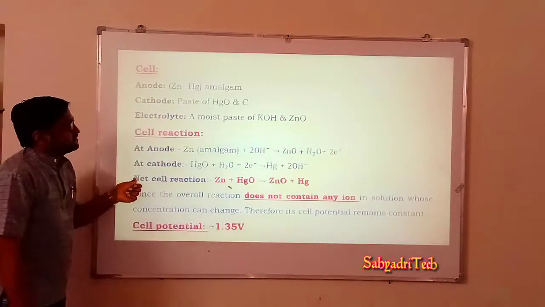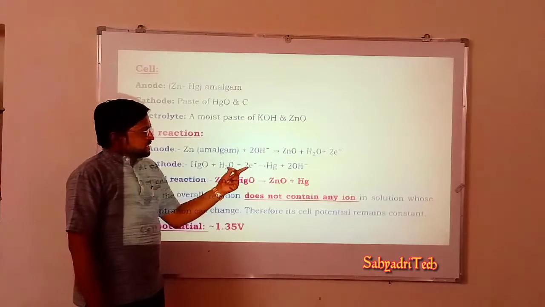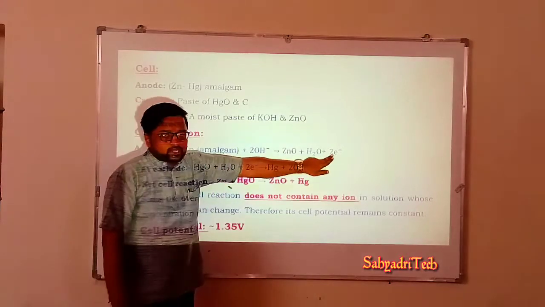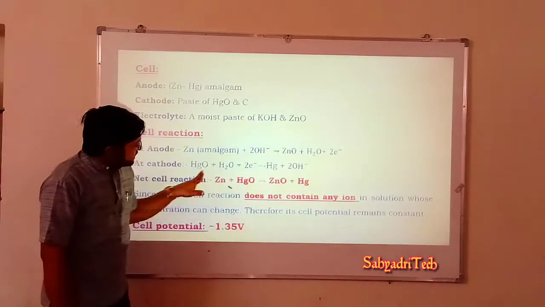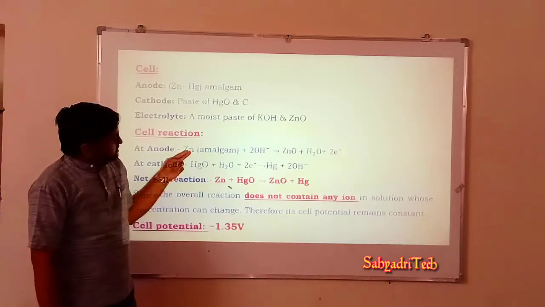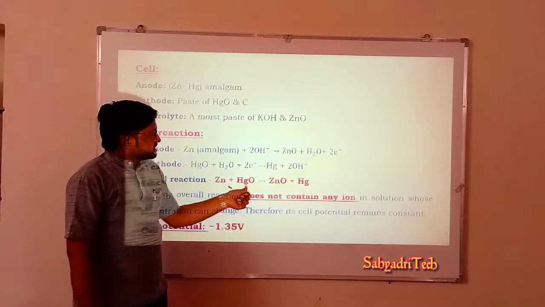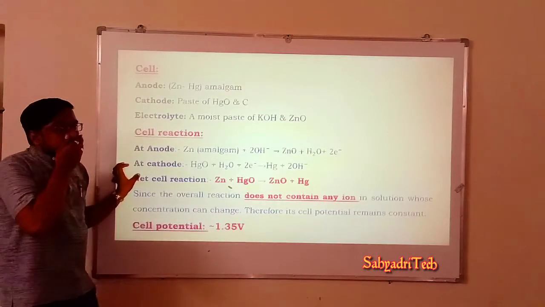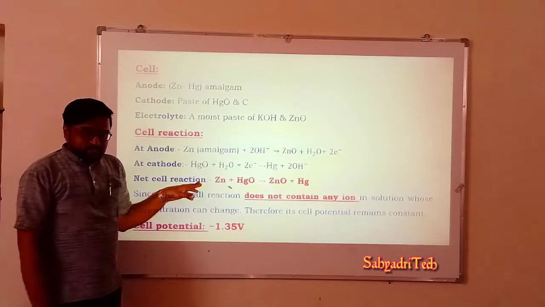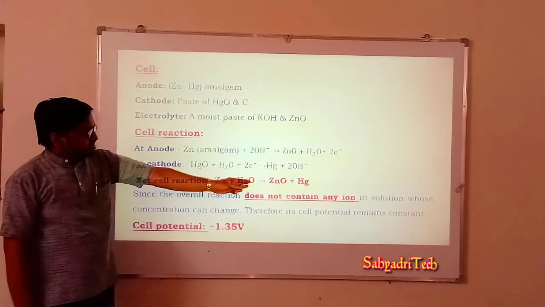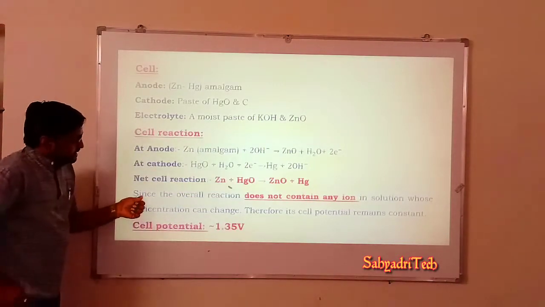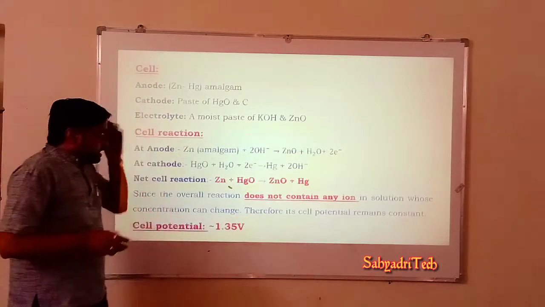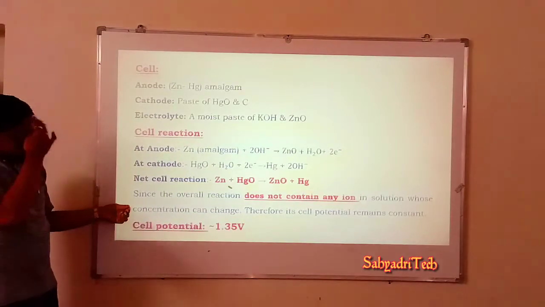So what is the net reaction involved? Here water and two electrons are consumed at the cathode. Whatever water and two electrons are liberated at the anode are consumed at the cathode reaction. So what is remaining? Zinc amalgam plus mercuric oxide gives rise to zinc oxide and mercury. When you look at this net cell reaction, it doesn't involve any ionic species. So in the overall, or net cell reaction, there are no ions in the solution whose concentration can change.